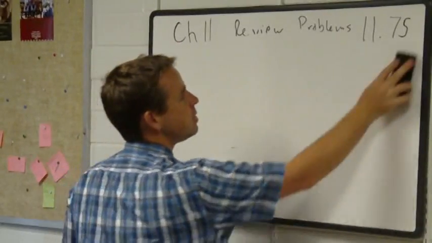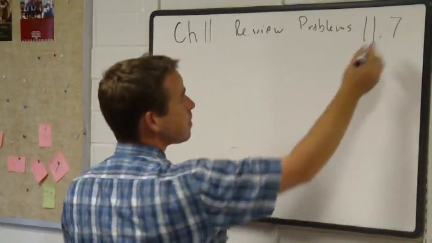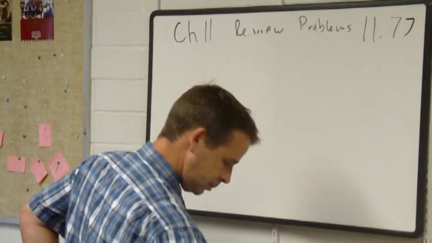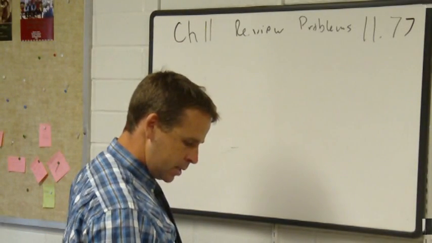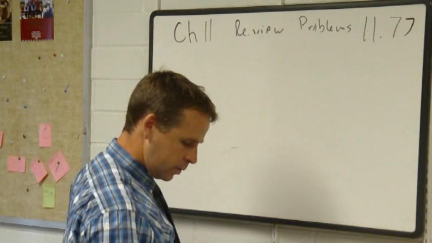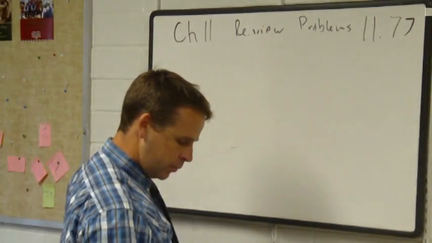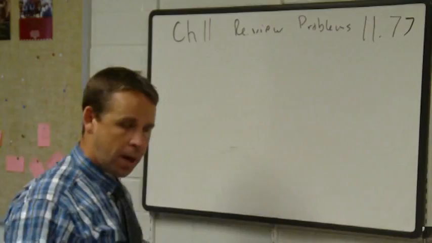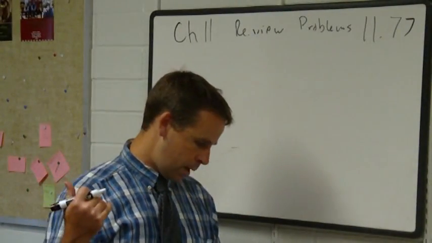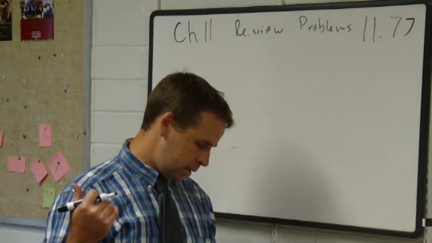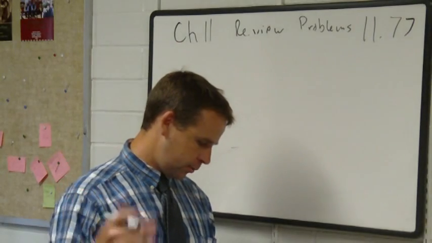Okay, 1177. Under the conditions in which the density of carbon dioxide is 1.96 and that of nitrogen is 1.25, which gas will effuse more rapidly? Well, we know that the lighter and the less dense will effuse more rapidly. So that is nitrogen gas. Nitrogen gas will effuse more rapidly.